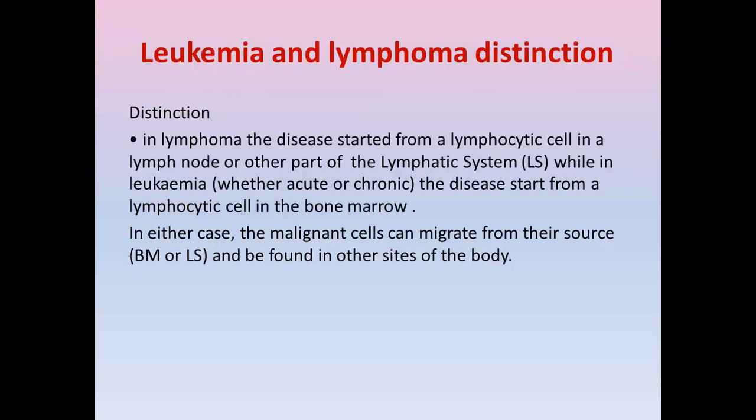In leukemia, whether acute or chronic, the primary disease starts in the bone marrow, then the malignant cells will spill into the peripheral blood and other organs causing manifestations, while in lymphoma it starts in the lymphatic system, in the lymph node, and later on disseminates to the bone marrow with spillage into the peripheral blood. In either case, the malignant cells can migrate from their source, bone marrow or lymphatic system, and be found in other sites of the body and other organs, such as liver and spleen, causing clinical manifestations.